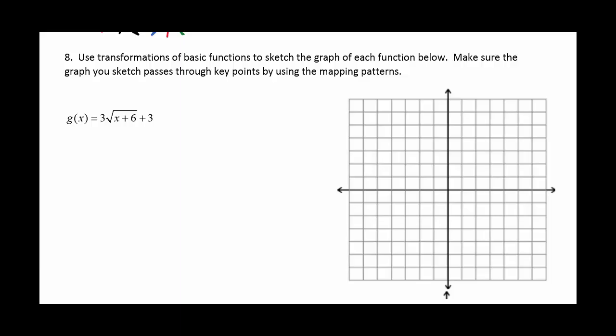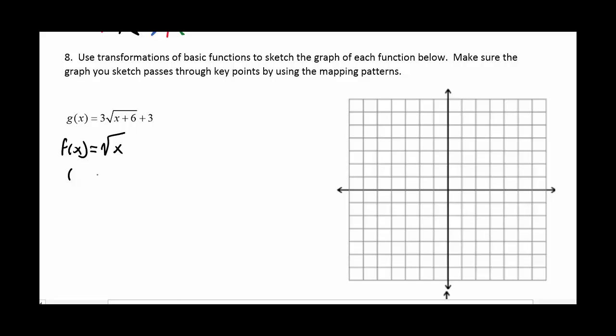Number 8, we're asked to use transformation rules to sketch a picture. The way I taught it was to use a mapping of the parent function and identify changes that happen to the original parent graph. So I want to quickly remind myself of the parent graph. In this case, it is based off of the square root of x, and we talked about some critical points that are worth knowing.